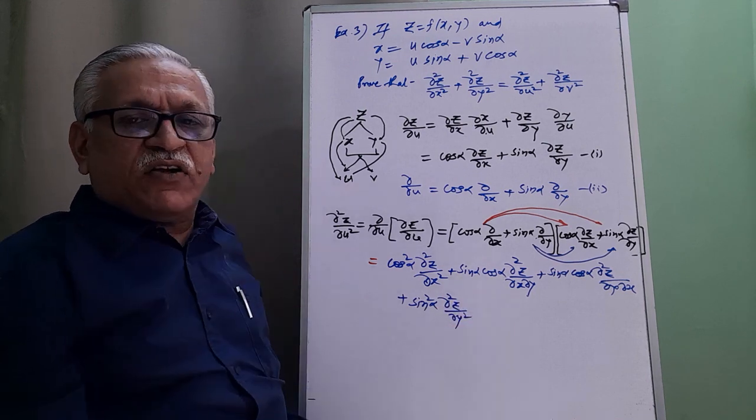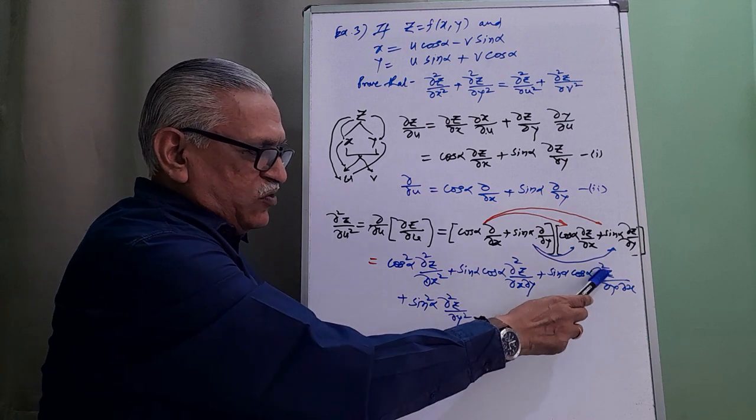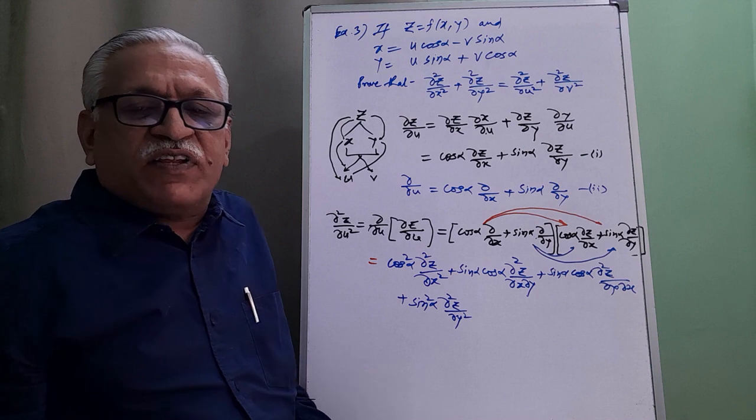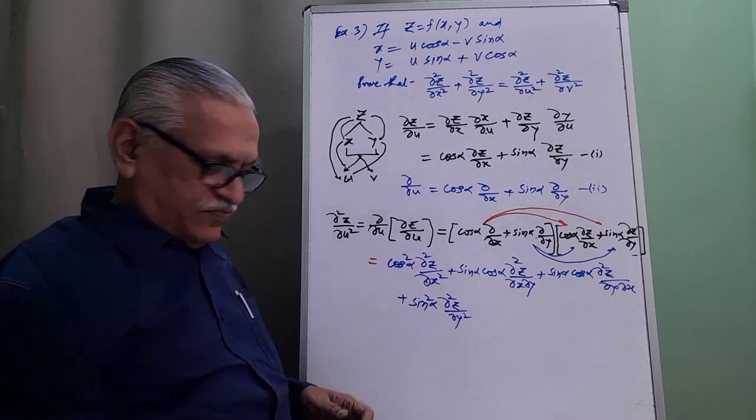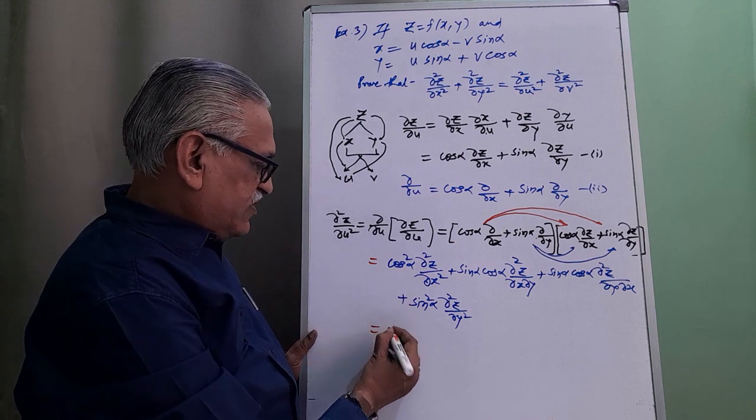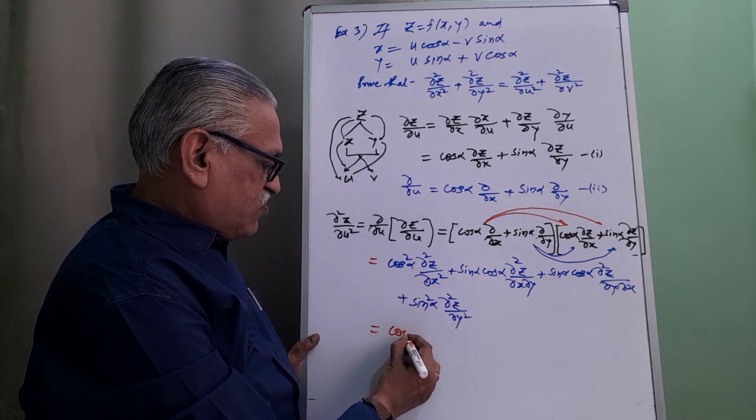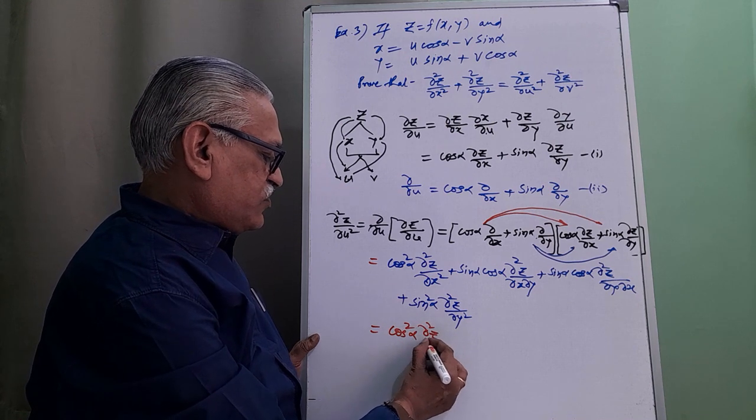As per the property of partial differentiation, dou 2z by dou x dou y and dou 2z by dou y dou x represent one and the same. Therefore, we can add these two. By adding these two, we get that result as cos square alpha into dou 2z by dou x square.